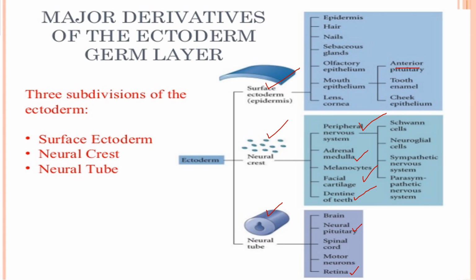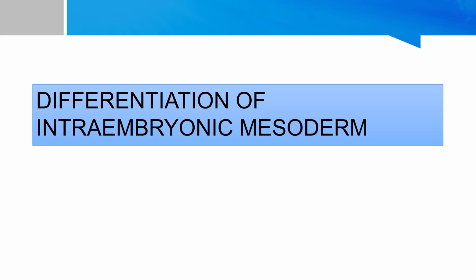So students can remember the neural tube gives rise to the central nervous system. Neural crest cells give rise to the peripheral nervous system. The neural crest may be asked as short notes for you. You have to write what are neural crest cells, how they are formed, what are the derivatives. So we have completed the derivatives of the ectoderm. Now we will continue with the differentiation of the intraembryonic mesoderm.